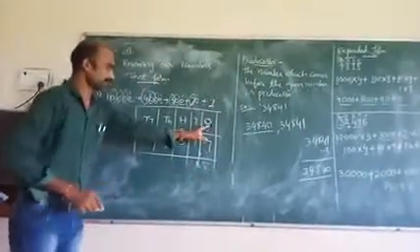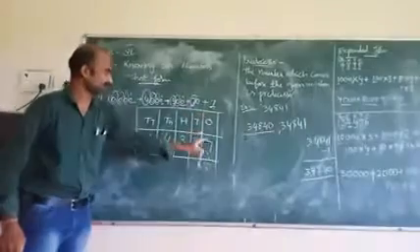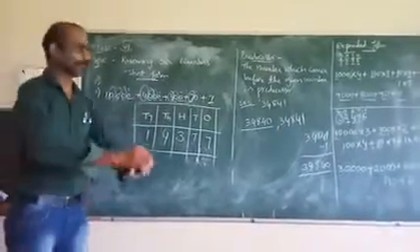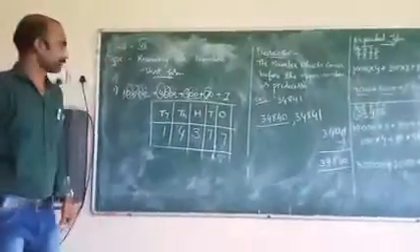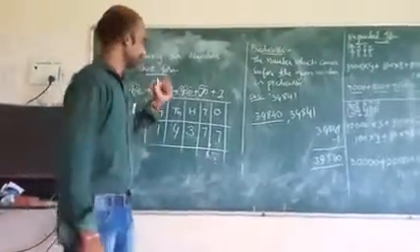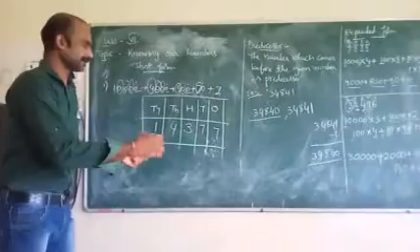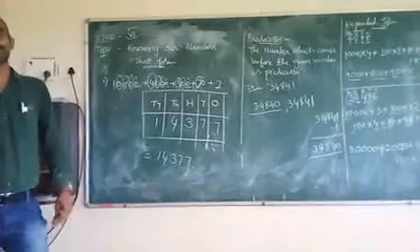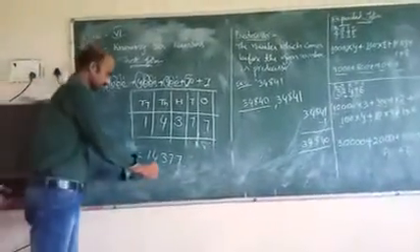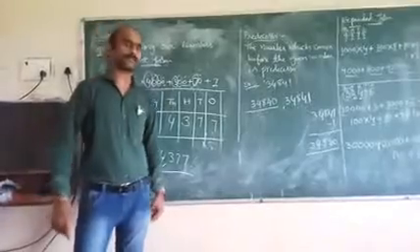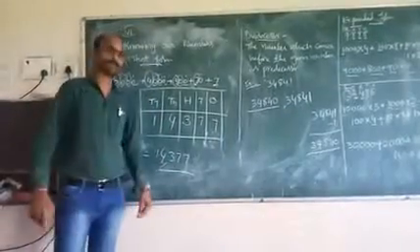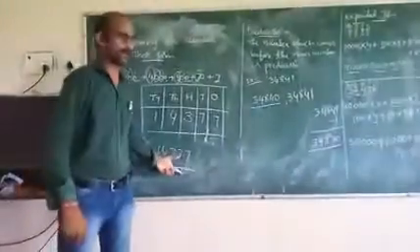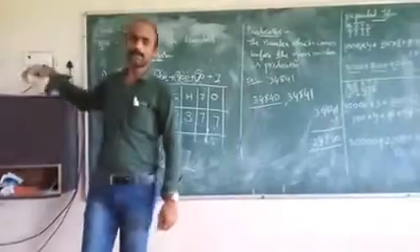See here, one digit is 7, so 7; 10 digit is 7; how many hundreds? 3; then 4,000 and 10,000. Finally, what is the final answer? 10,000 plus 4,000 plus 300 plus 70 plus 7. The answer is 14,377. The short form for 10,000 plus 4,000 plus 300 plus 70 plus 7 is 14,377.